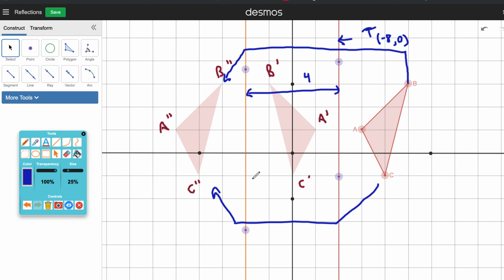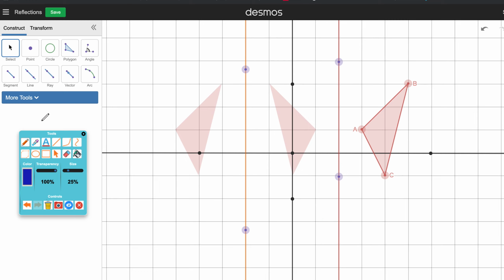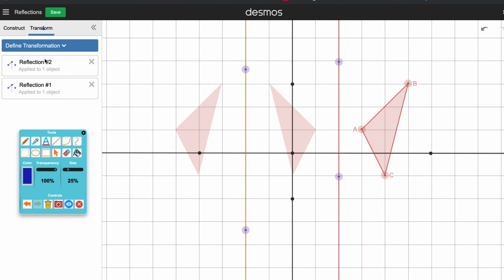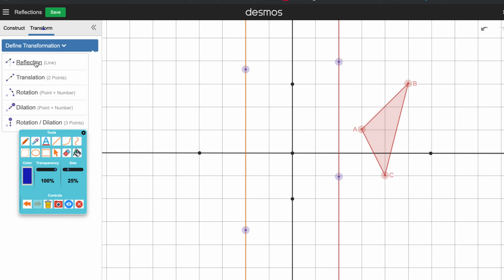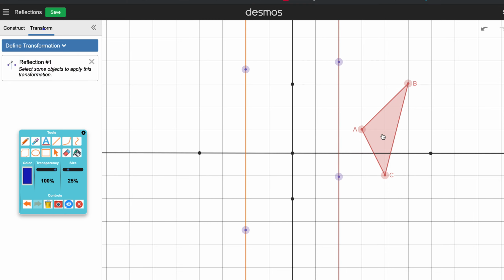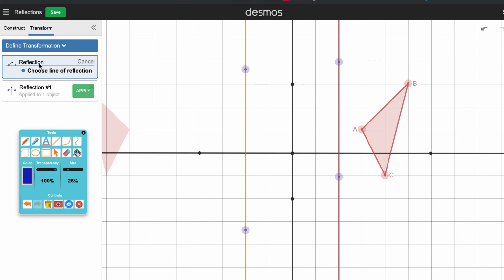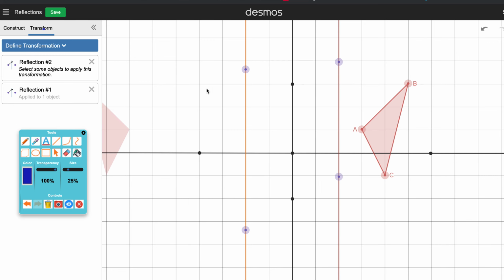So if we take a look at this and we reflect first over this line and then over this line, it moved it this way. Well, let's take a look. What if we reverse that? What if we did our transformation, got rid of this and this, and reflected first over this line, and then defined another reflection and reflected second over this line? So now we're going to reflect this.